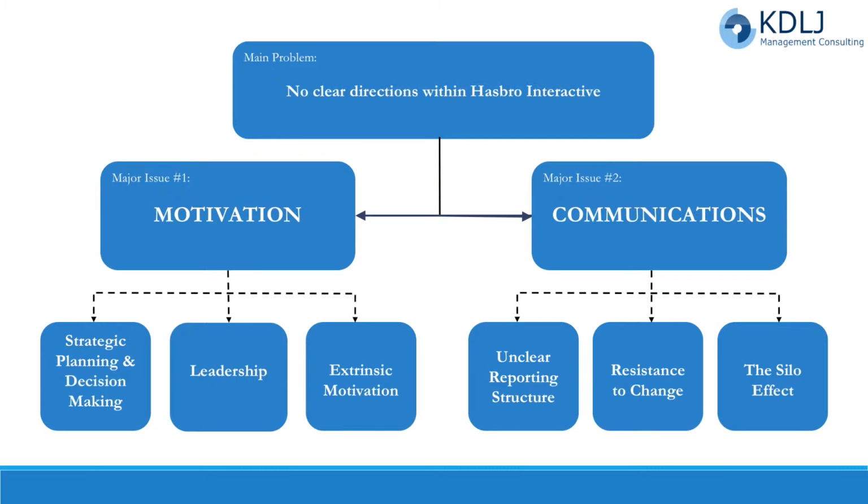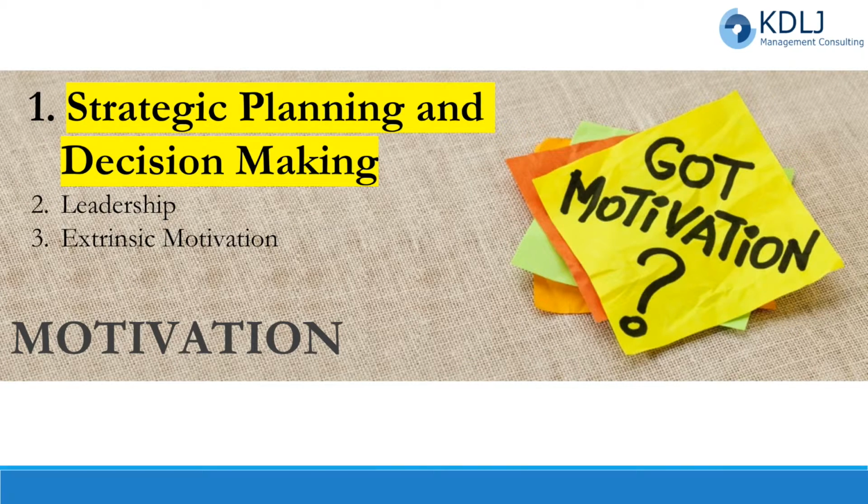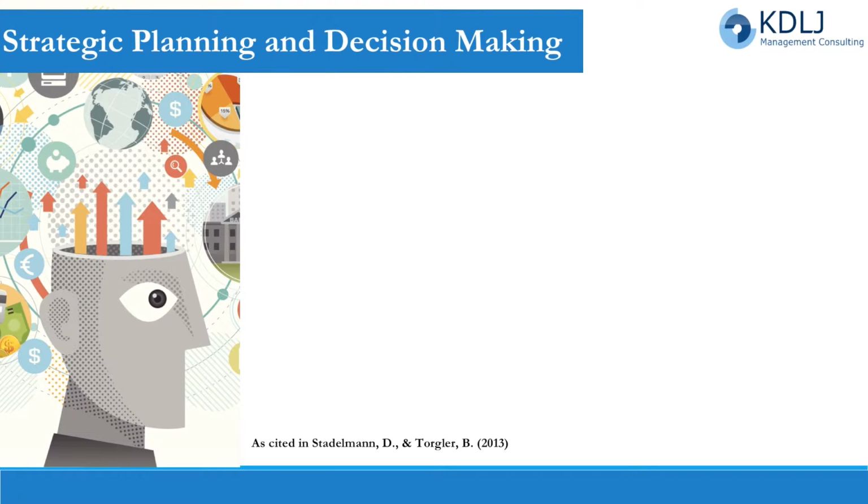The major issue we identified, which led to Hasbro Interactive's downfall, is the unclear business strategy. This led to two major problems, which are low levels of motivation and ineffective communication. The low levels of motivation are caused by the lack of three factors: strategic planning and decision making, leadership, and individuals' over-dependency on extrinsic motivation. The ineffective communication, on the other hand, is caused by the unclear strategy structure, employees' resistance to change, and the silo effect. The first issue causing the motivation problem is the lack of strategic planning and decision making.